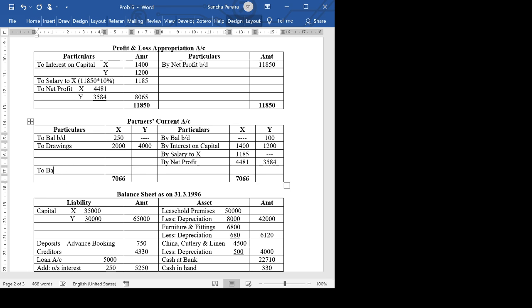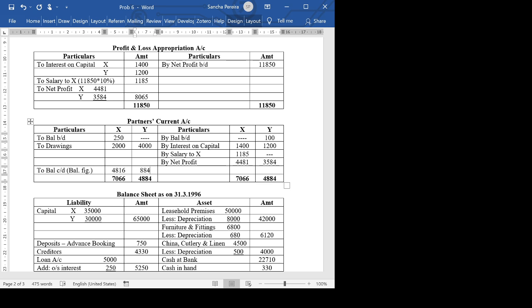So by balance carry down, this is the balancing figure. 7066 minus 2250, we get 4816. And similarly this side it will be 4884, and Y's amount will be 884.